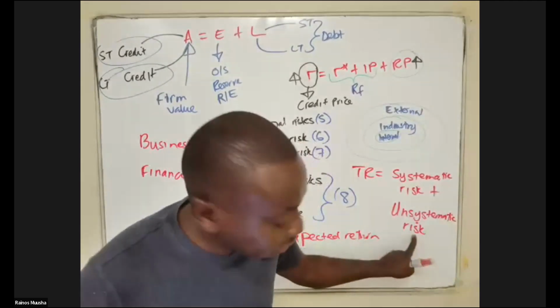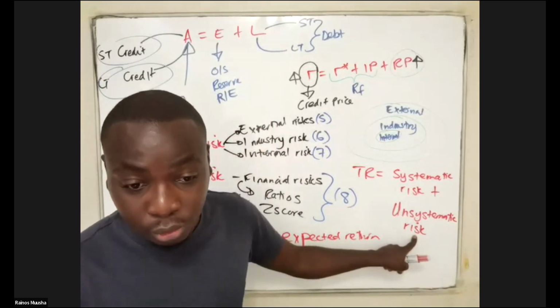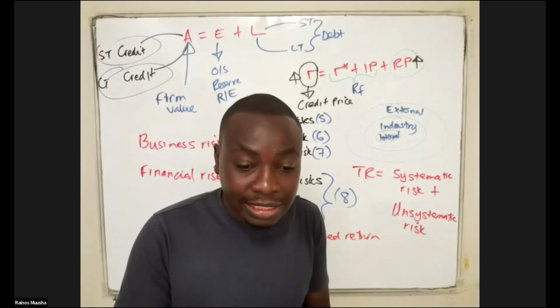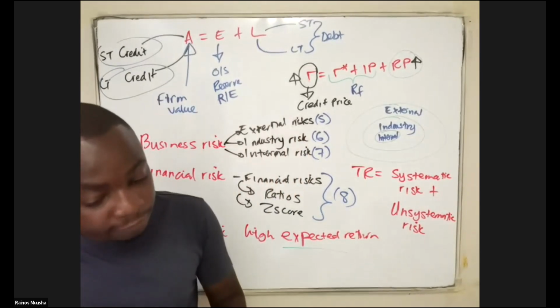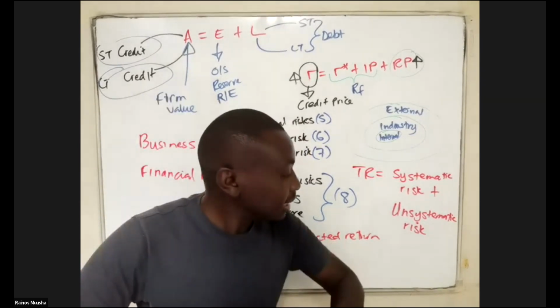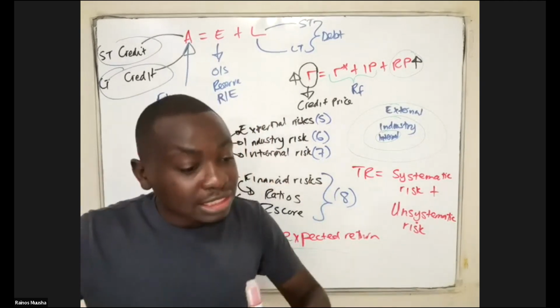The unsystematic risk of your portfolio, we also refer to it as what? Diversifiable risk. Because with the diversifiable risk, we're basically saying the more different obligations or different types of obligations you have, the lower the unsystematic risk. Because the unsystematic risk goes down with the different what?